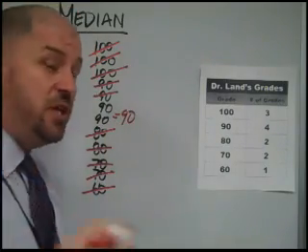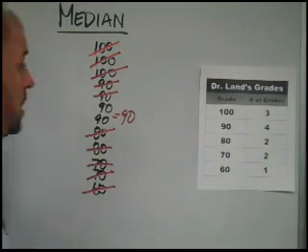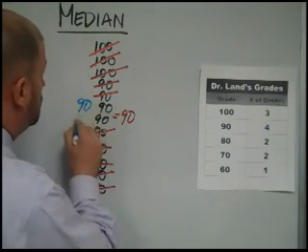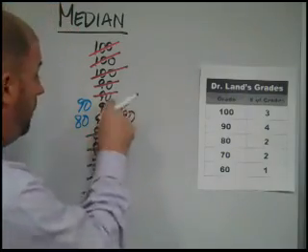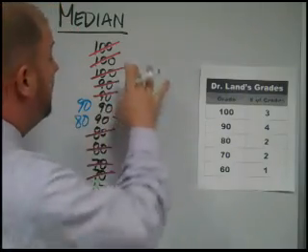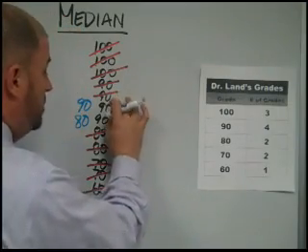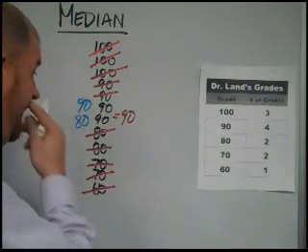But now, let me throw this in here. Here's a little bit trickier of a question. What if my data was different, and my 2 middle numbers were 90 and 80? You see, I don't have just one number. I cross them off because I've got an even number of data. My middle is going to be 2 numbers. So what if my middle numbers were 90 and 80?